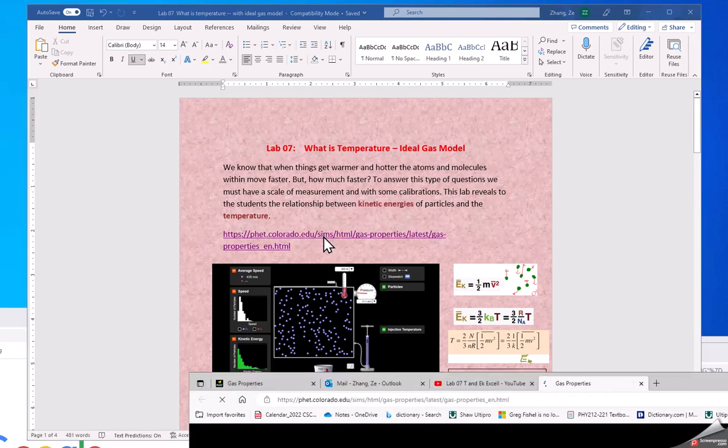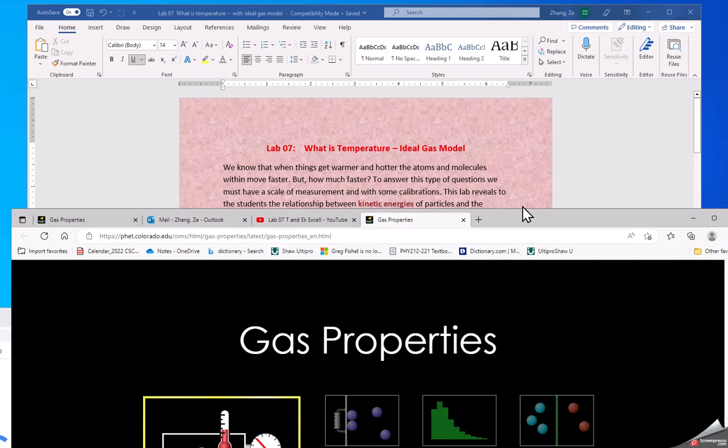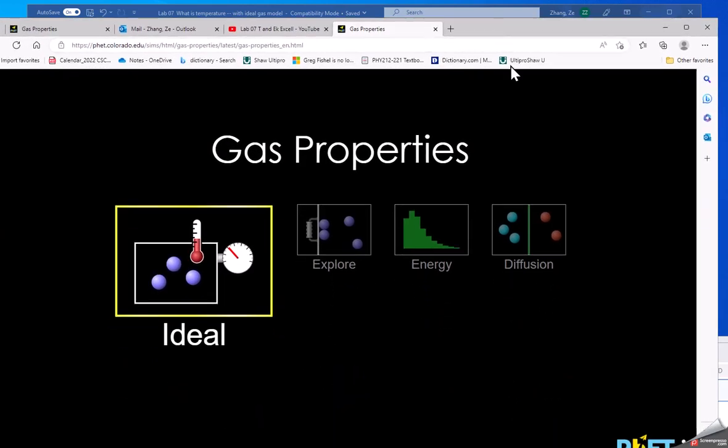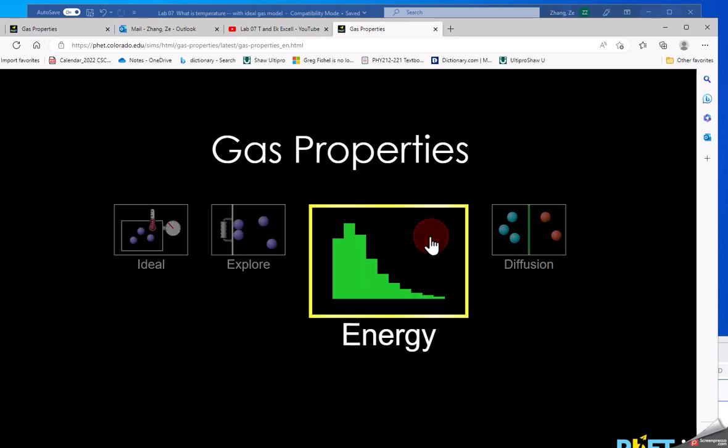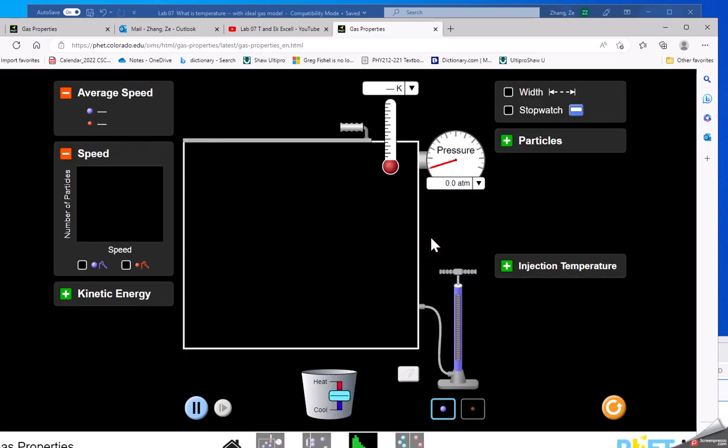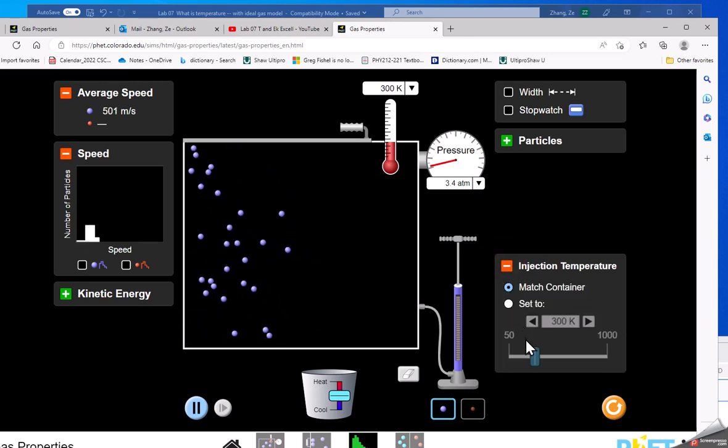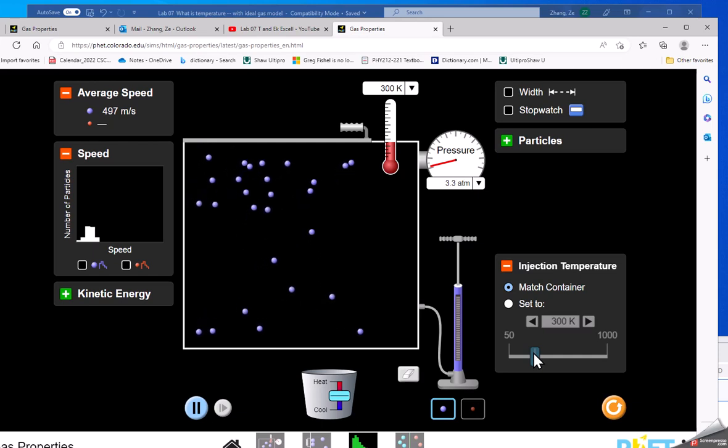You double click this, then you will see here the gas properties; we will use this for a number of labs. But the first one is we can click energy. And what we have is a container here. We can pump in some molecules, and the one I want you to do is with a certain temperature. So then you can see, inject temperature 50 degrees Kelvin.